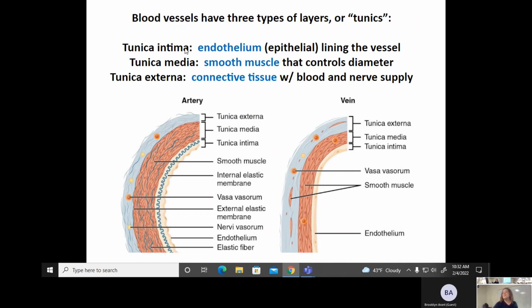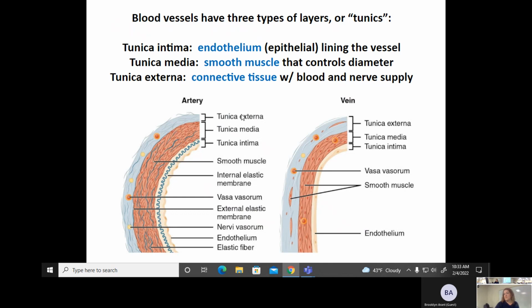So tunica intima is the endothelium, which is the inner lining. It's epithelial tissue, and that'd be what the blood is touching. So here we see endothelium, or the tunica intima, for artery and for vein. In the middle, there's going to be a muscle layer that you can call tunica media, or it's basically smooth muscle.